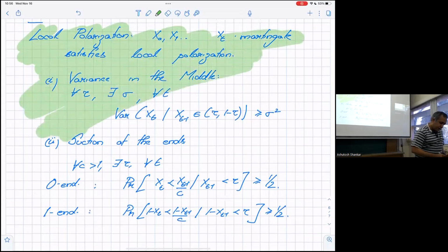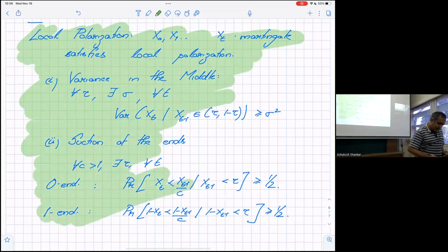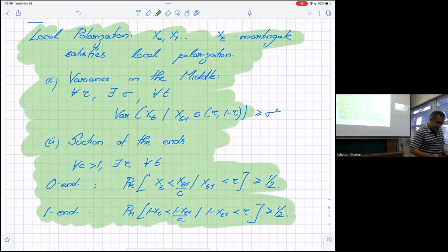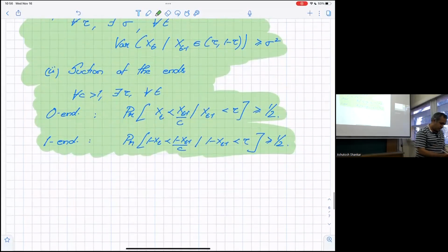The thing to notice is that the first example martingale doesn't satisfy variance in the middle. The second example satisfies variance in the middle, but doesn't satisfy suction at the ends. Basically, this proves that this is different. This martingale will satisfy both properties. Notice that this will have suction at the ends, because once you're small, you're squaring the gap, so you become really, really small.